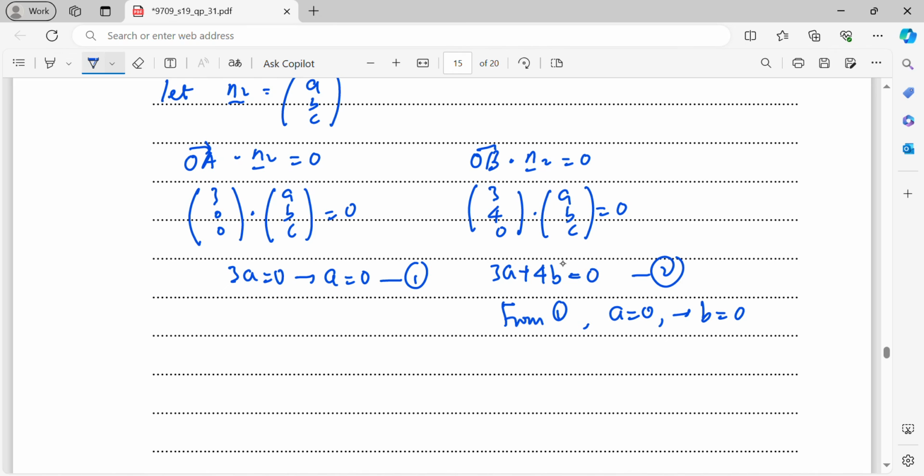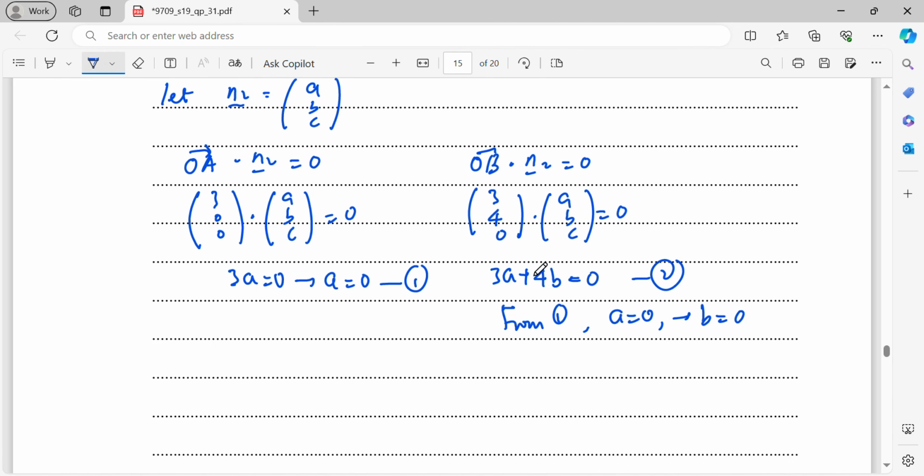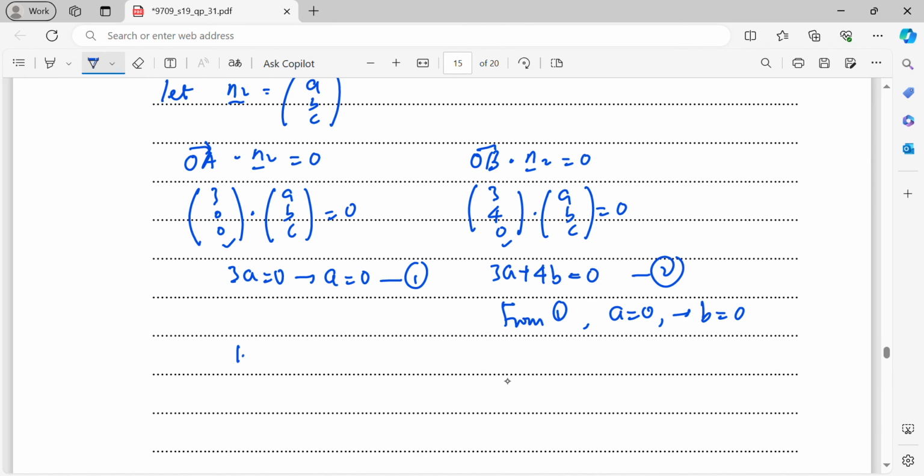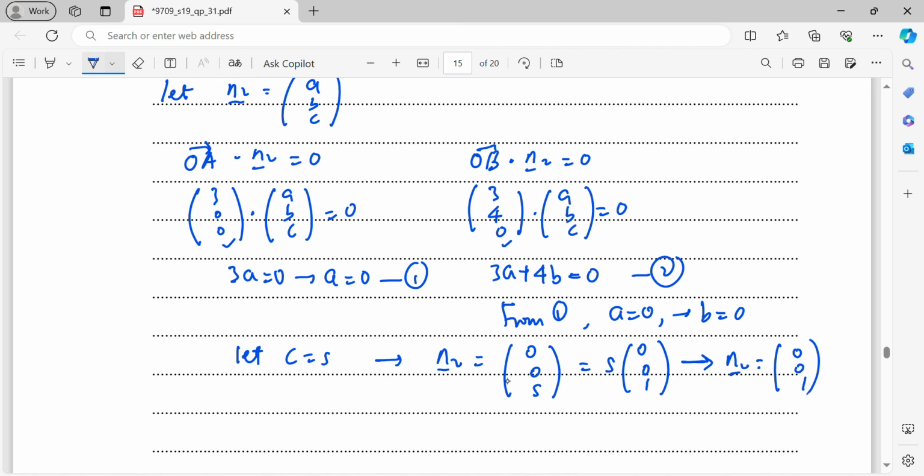If a and b equal 0, you are not able to find c because the z component for OA and OB are both 0. That means c is basically any number, so my c is s. Therefore my vector n2 consisting of (a, b, c) is (0, 0, s). Then I can factorize the s, that will be (0, 0, 1). So my n2 in simplest form will be (0, 0, 1), because s is any number.